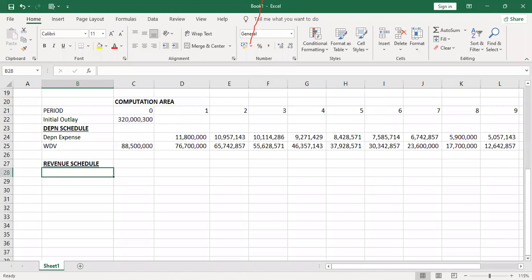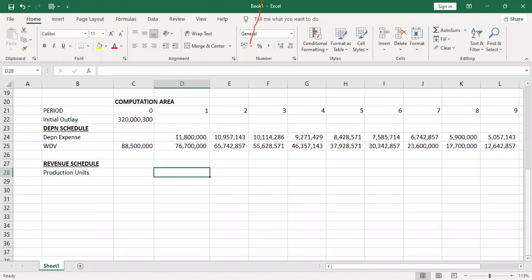Now, what determines your revenue schedule? What determines your total revenue will be the production costs, or your production costs will determine the revenue. So here we are going to start with the production units. And then you press the cursor under period one. How many units are you producing in year one? 22,000. 22?